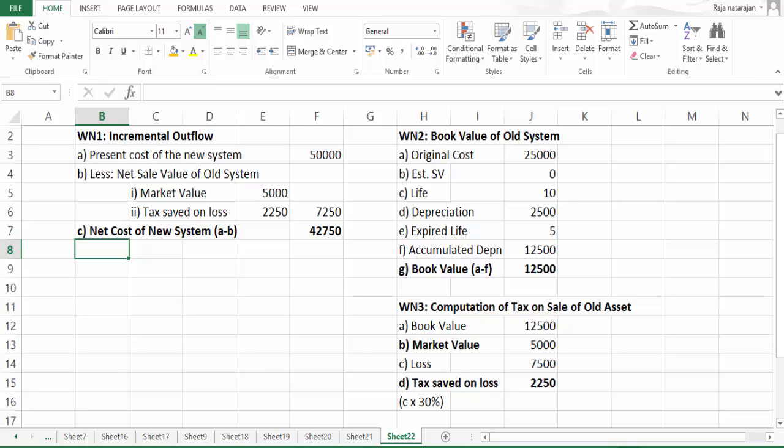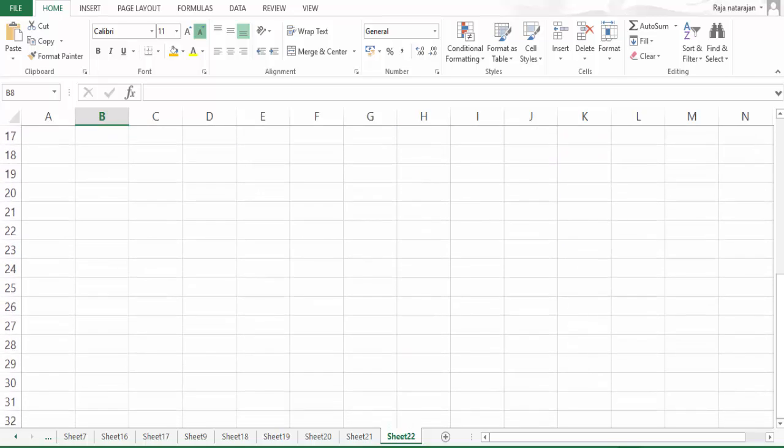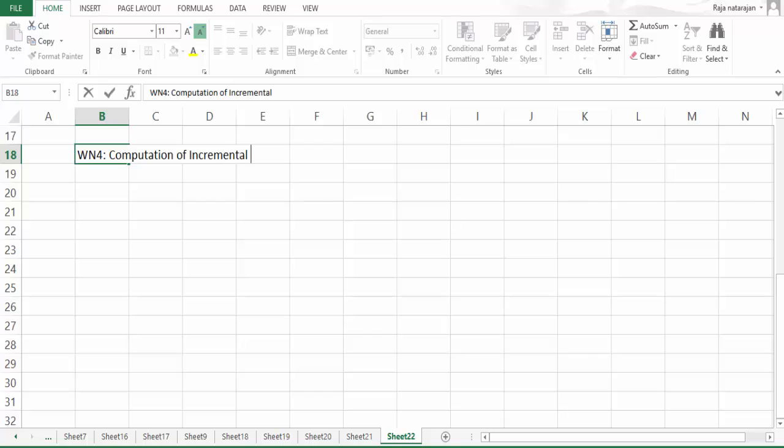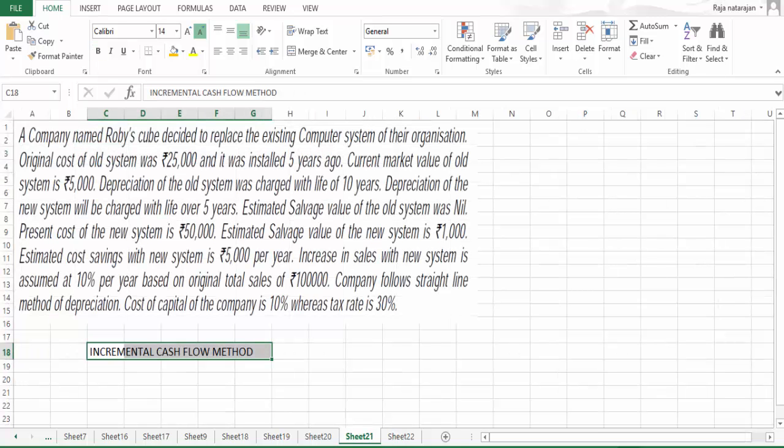So successfully we have calculated what is the incremental outflow. Now let us find out what are the incremental operational flows. So let me have them here. Working note 4, computation of incremental operational flows. Okay, so we should know what is the additional cash flow we are going to get because of this new project. So first of all, we should know what is the increase in sales that is going to happen. The question says increase in sales with the new system is assumed as 10% per year based on the original total sales of 1 lakh.